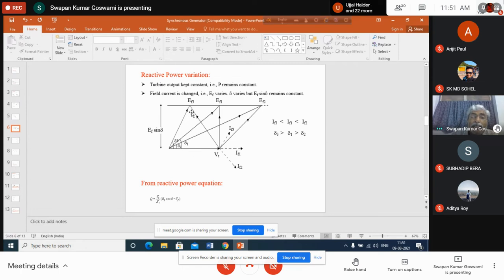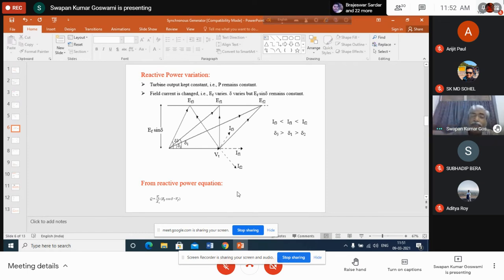You see that now, since EF3 is less than EF1, to maintain constant active power, that means to make EF sine delta constant, delta 3 has to become more than delta 1. That means as you are decreasing the field current, the delta value is increasing. As you are increasing the field current, the delta value is decreasing. Now you see that this variation in delta, we have not created directly. This variation of delta is there, but not at the cost of changing the speed of the generator.